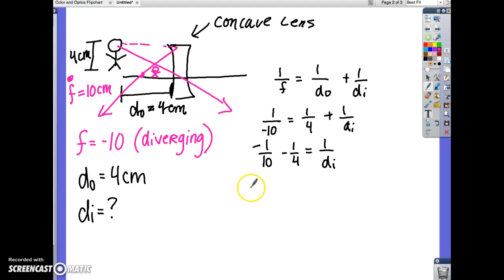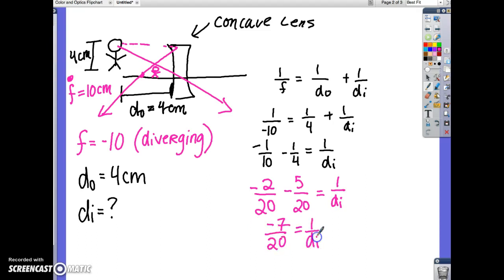So I've chosen 20. That means that this is negative 2/20 minus 5 over 20, which is equal to 1 over DI. I do my subtraction. I now have negative 7 over 20 equals 1 over DI. And now to get my DI out of the basement, out of the denominator of my fraction, I can cross multiply or just simply flip over my fractions. And DI will be equal to negative 20 over 7 centimeters, which in decimal form is negative 2.86 centimeters.